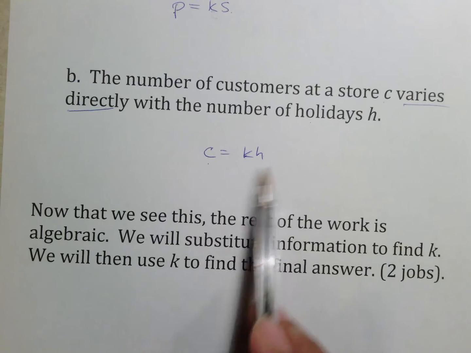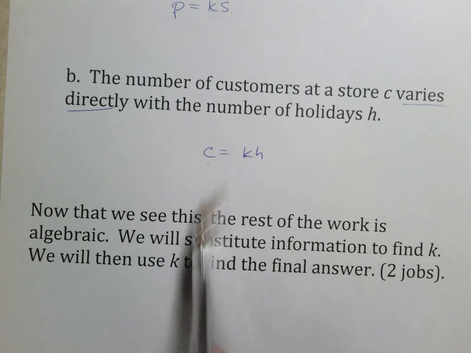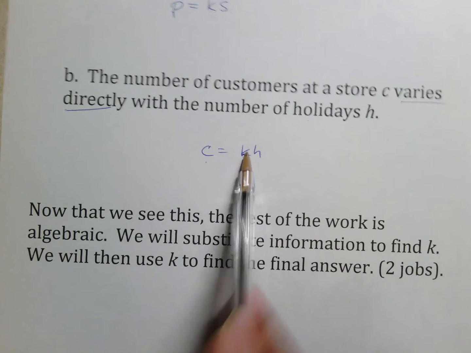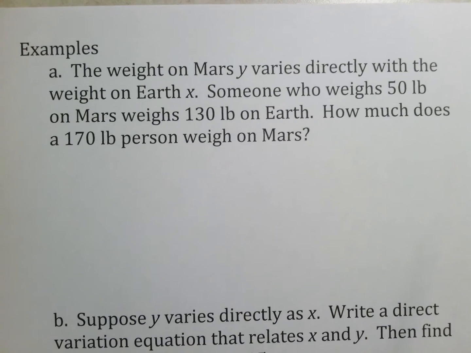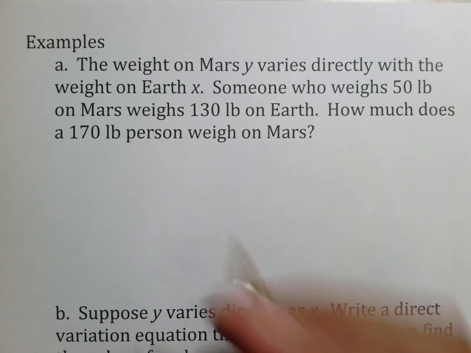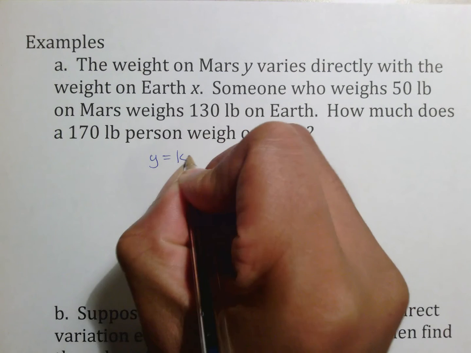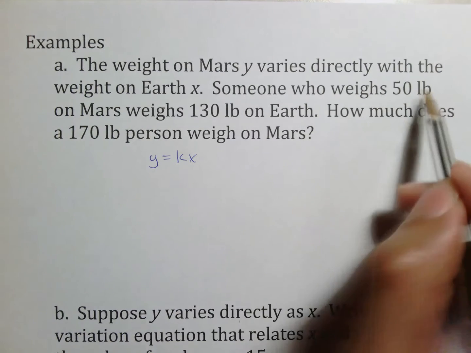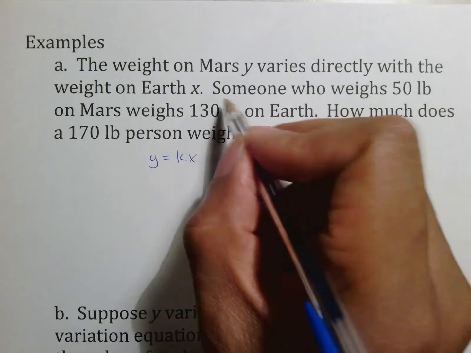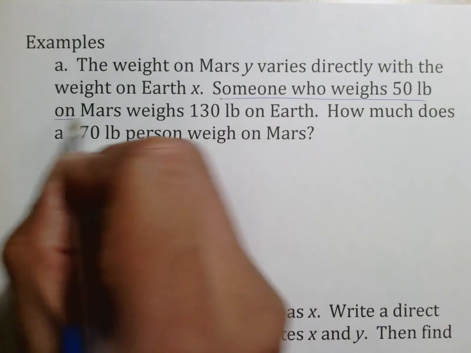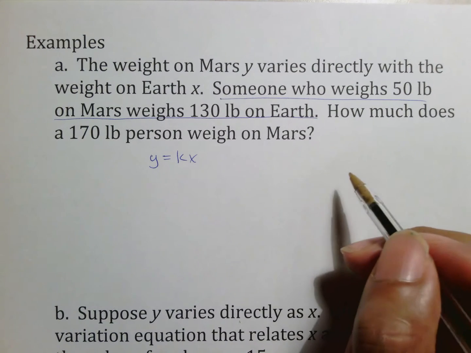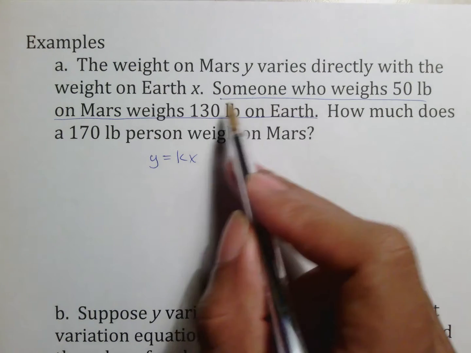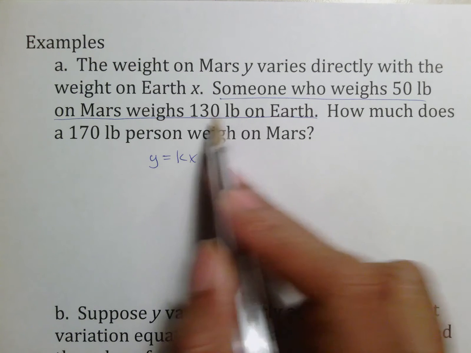Again, the first thing you do is you use this to plug in your information and find k. After you find k, you plug that in to find your final answer. So one problem says the weight on Mars, y, varies directly with the weight on Earth, x. So the first thing I would do is put y equals kx, because I see varies directly. It says someone who weighs 50 pounds on Mars weighs 130 pounds on Earth. They will always give us a sentence that relates to numbers. It was kind of like your proportion work in Unit 1. 50 pounds on Mars, 130 pounds on Earth.